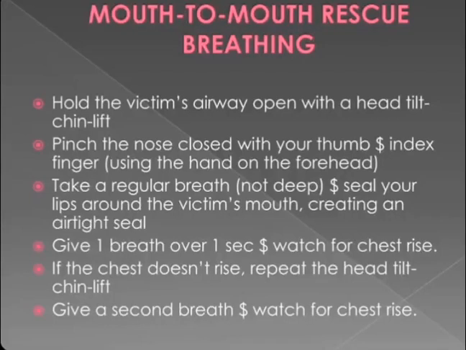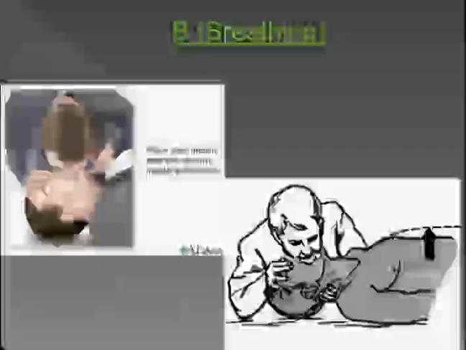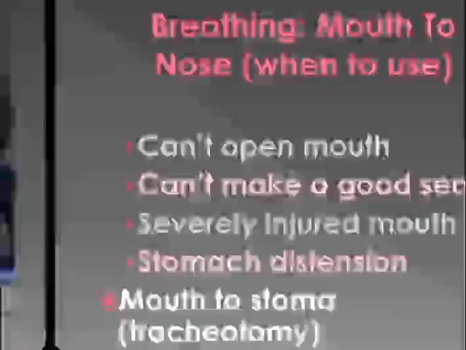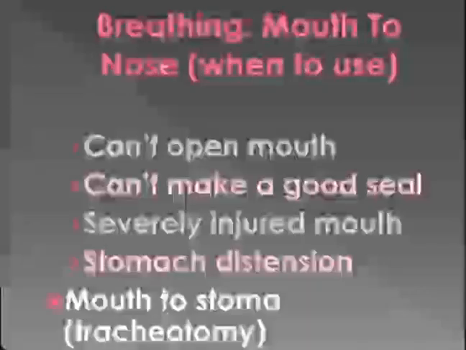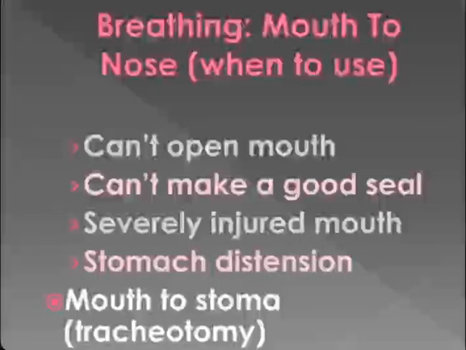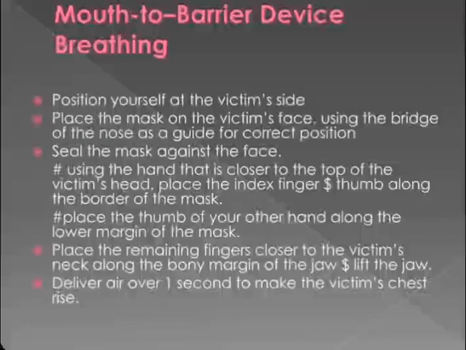If the chest doesn't rise, repeat the head tilt, chin lift. Give a second breath and watch the chest rise. There is also mouth to nose breathing, used when they can't open the mouth, can't make a good seal, or have a severely injured mouth. Mouth to stoma is used for a tracheostomy. Next, mouth to barrier device breathing.